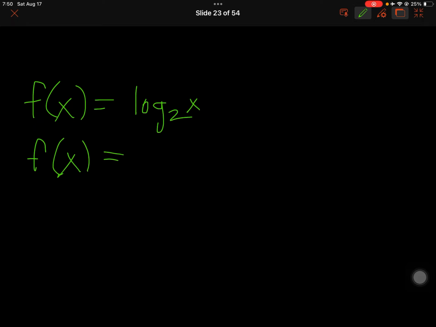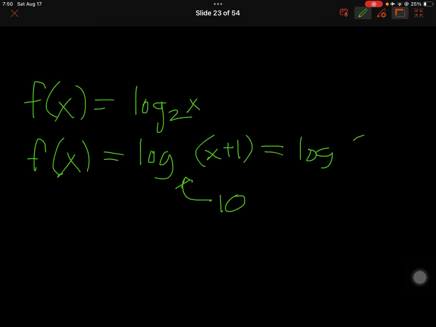Next, f of x is logarithm of x plus 1. If we don't see any number or base here, by default the base is 10. So this is equal to logarithm of x plus 1 to the base 10. Again, if you don't see any number in the base, by default it's 10.